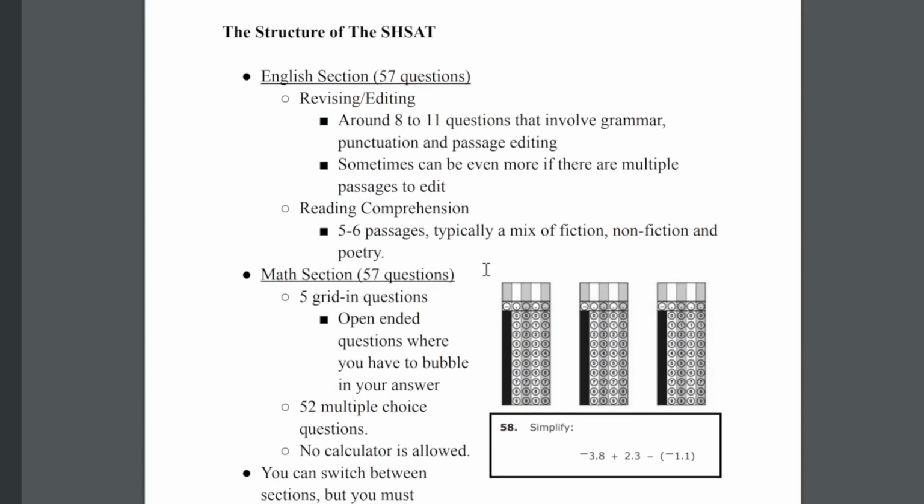And after these revising/editing questions, we have the reading comprehension. Now, there's usually 5 to 6 passages, typically a mix of fiction, nonfiction, and poetry. And because of this variety, it's very important that you're able to work with a variety of genres. Now, the number of questions for reading comprehension isn't exact either, but know that if there are more revising/editing questions, you will have far fewer reading comprehension questions, and vice versa. So you want to make sure you're prepared for that. The reading comprehension section usually tests your ability on making inferences, context clues, making conclusions from the text, etc.